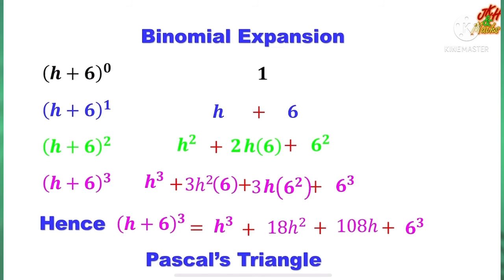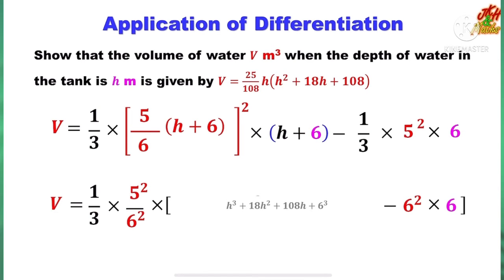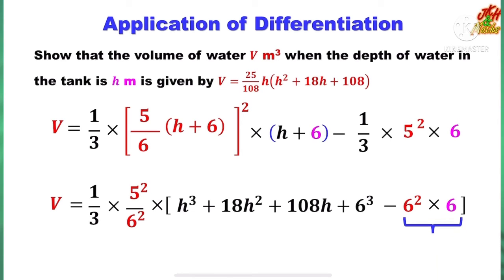So in order to get (h + 6)³, we know from our previous solution, using Pascal's triangle, that (h + 6)³ is equal to h³ + 18h² + 108h + 6³. So we substitute this value into the expansion of (h + 6)³ in the equation. Therefore, we have h³ + 18h² + 108h + 6³ minus 6² times 6. So we simplify 6² times 6, we have 6³.